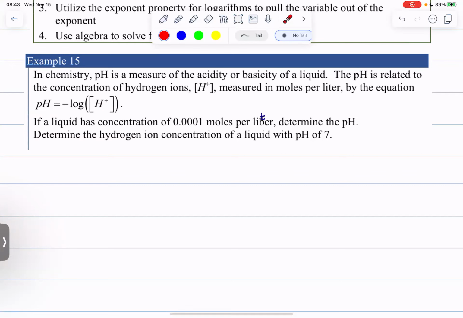But if a liquid has concentration 0.0001 moles per liter, determine the pH. So that's our part A. Determine the hydrogen ion concentration of a liquid with pH of 7. So that'll be our part B. So two things that we can do with this relatively simple equation.